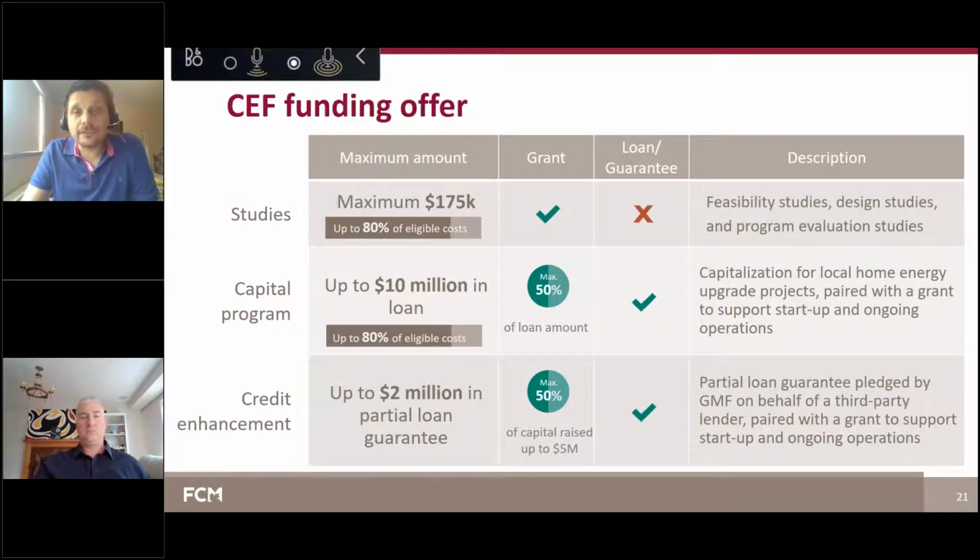option that's being offered. This is the first time that the Green Municipal Fund is providing loan guarantees, which is a credit enhancement to de-risk third-party money that may be brought into a local community. So for those communities who are not interested in accessing a loan from the Green Municipal Fund, or who have their own municipal capital, or maybe an interested credit union who wants to be a part of a program, GMF can pledge a loan guarantee to cover any losses that might be experienced by that local program. Loan guarantees are also eligible for up to $5 million in grants to support operating costs.